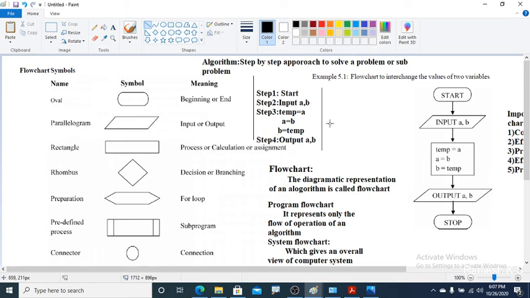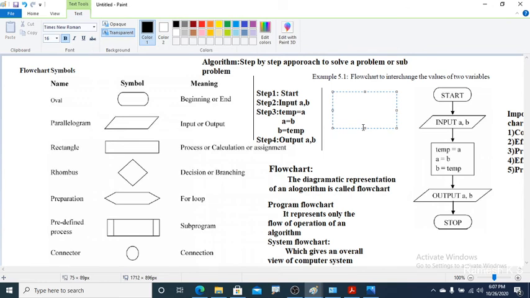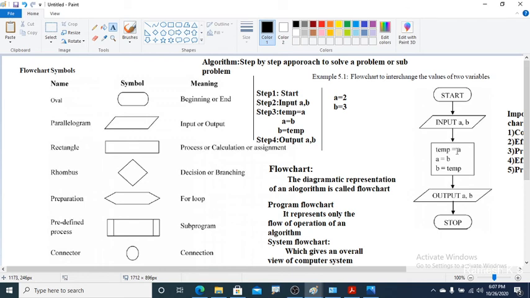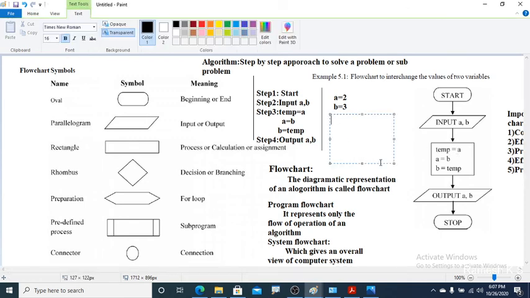Consider the A value is 2, the B value is 3. Now I have inputted these two values to the computer. What happens? It will move to this block: temp is equal to A. So temp is equal to A means temp is 2. Now A is equal to B. B is how much? 3. Now B is equal to temp. What is the temp value? 2.